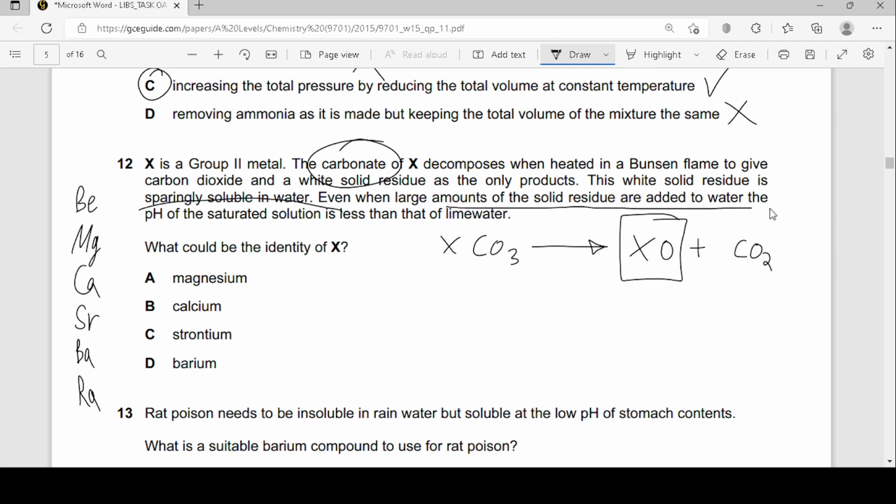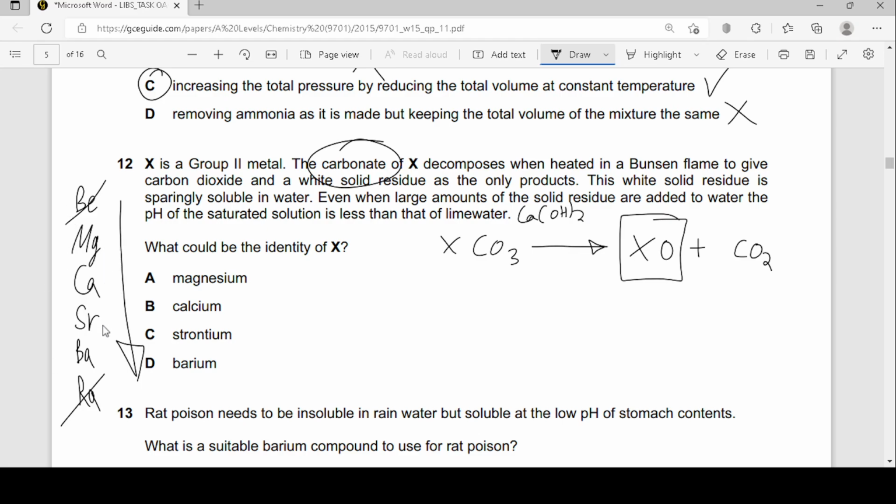Even when large amounts of the solid residue are added to water, the pH of the saturated solution is less than that of lime water. So it must be less soluble in water than calcium, right? Because lime water is calcium hydroxide. You have to remember that the solubility of the group 2 hydroxides increases down the group. So magnesium is the least soluble if you're ignoring beryllium and radium. I don't know why, but for some reason we ignore beryllium and radium in AS and A2 as well. We should not ignore them, but oh well.